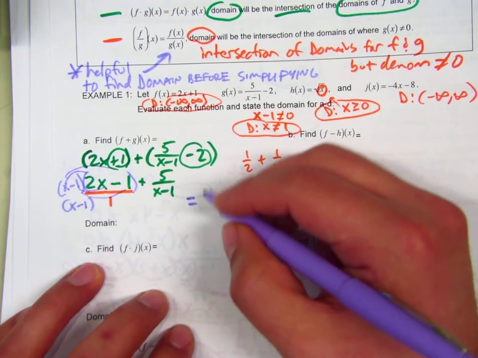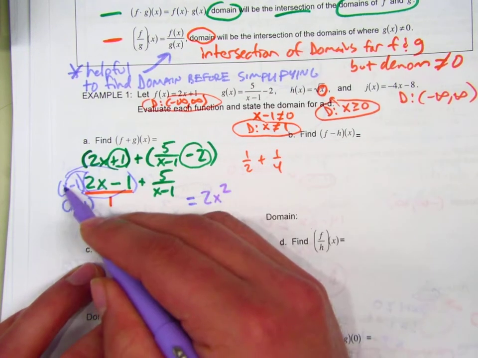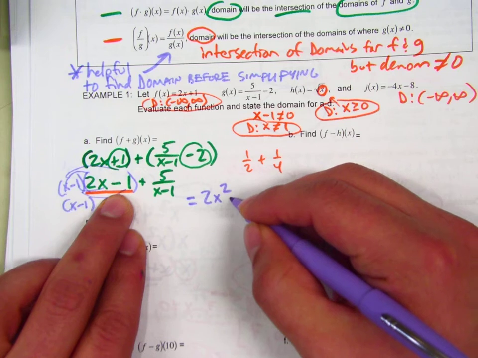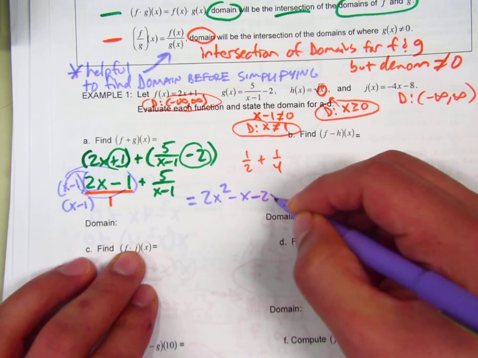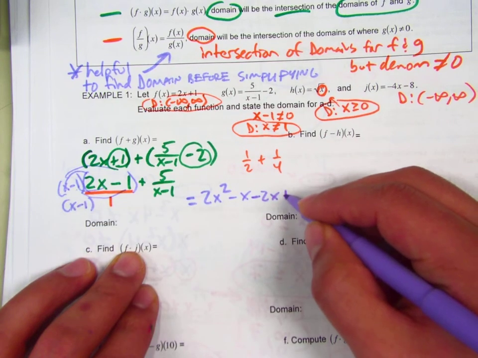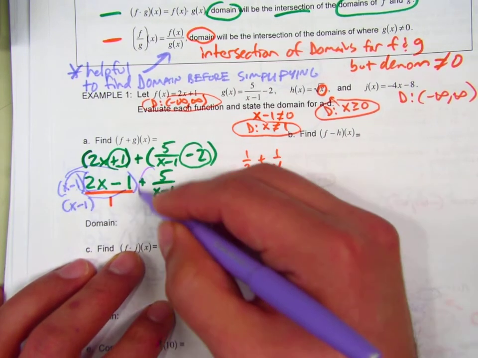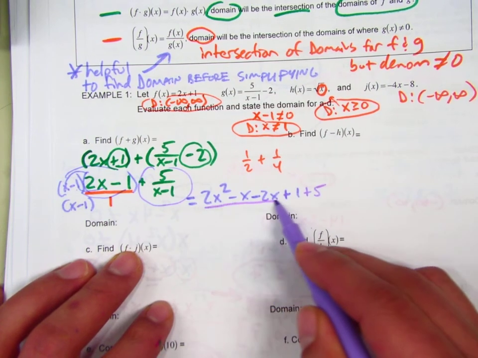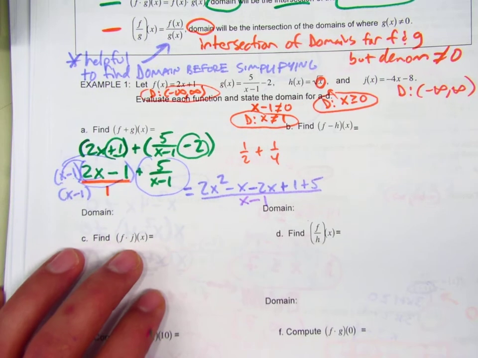x times 2x is 2x squared. x times the second thing, which is -1, is minus x. -1 times 2x is minus 2x. And then -1 times -1 is +1. And then we still got the second fraction, which we're just doing +5 from. And now that's all divided by x minus 1.